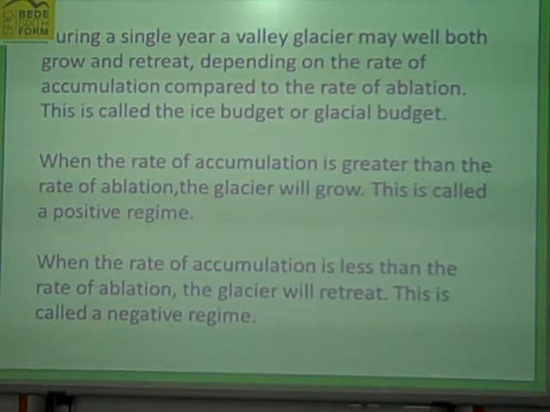What you will find is that a glacier may actually advance and retreat during a year, depending on when ablation and accumulation occurs. We need to know two key terms. One is a positive regime and the other is a negative regime. A positive regime occurs when the accumulation is greater than ablation. A negative regime occurs when the ablation is greater than the accumulation.